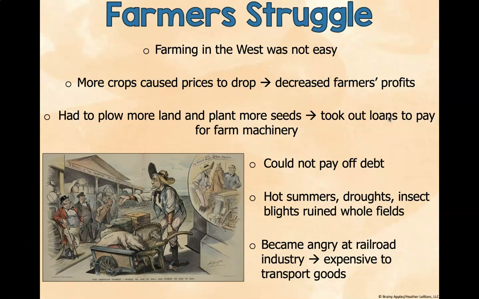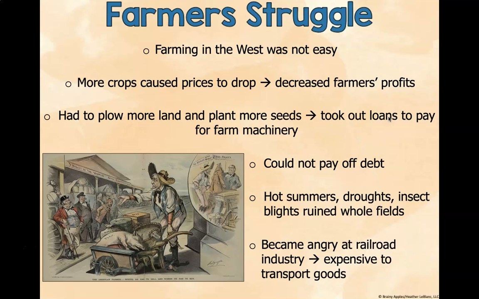And the struggle of the farmers. To farm in the West, it was not easy. More crops caused prices to drop, which decreased farmers' profits. They also had to plow more land and plant more seeds. And so what they had to do is they had to take out loans just to pay for the farm machinery, which makes them go into debt. You also have to face hot summers, droughts, insect blights that ruin the whole field.